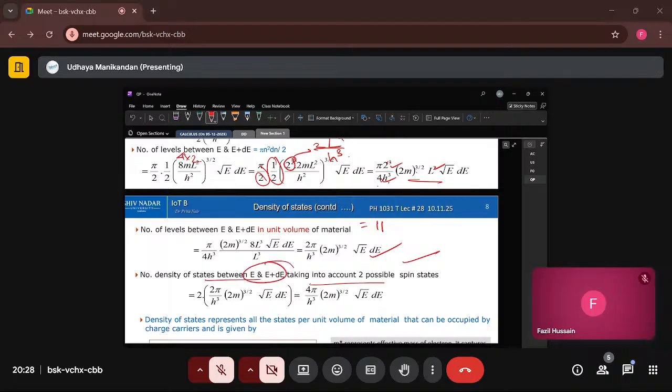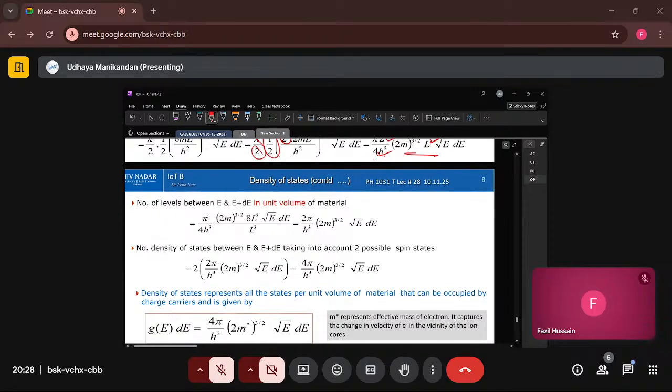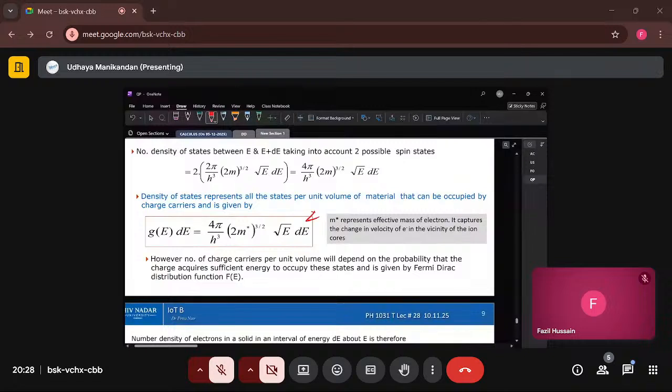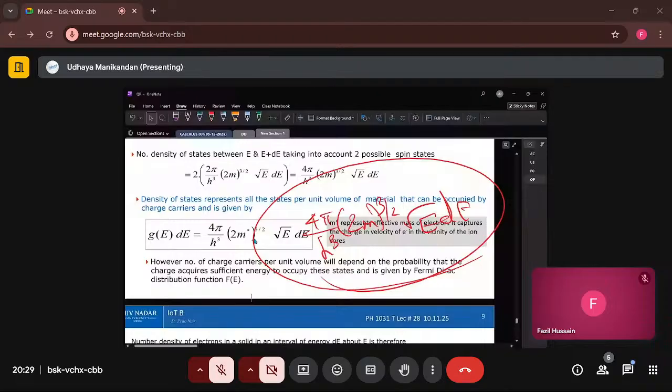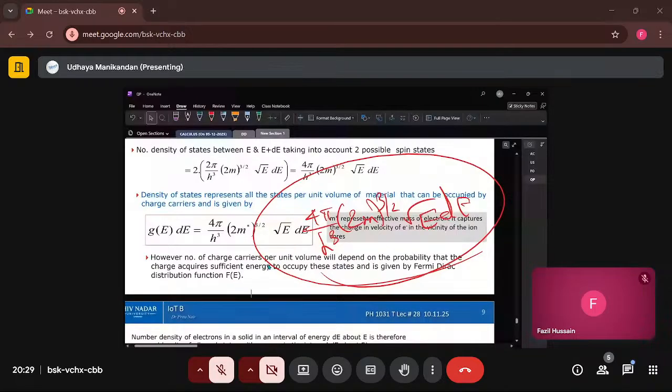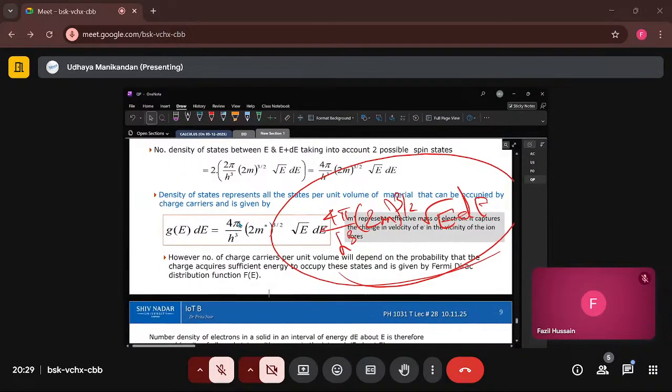So 2 pi by h cube, 2 m to the power 3 by 2, root E dE is the number density of states between E and E plus dE, taking into account 2 possible spin states. Two possible spin states, positive and negative. You have to multiply the whole thing by 2, right? So we only derived it for all the things, but the spin states can be plus and minus. So you can multiply it by 2. So that will give you the final formula, which is very, very important: 4 pi by h cube, 2 m to the power 3 by 2, into root E dE. Just remember this. That will give the number of states per unit volume in the energy that can be occupied by charge carriers between the interval E and E plus dE.